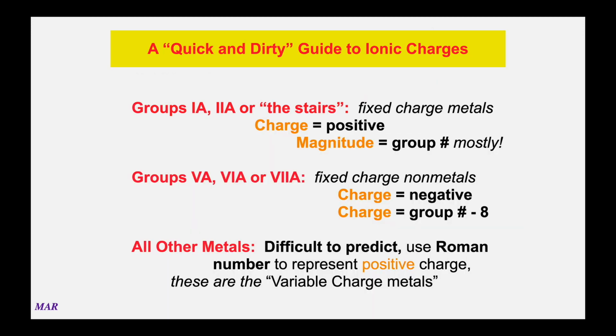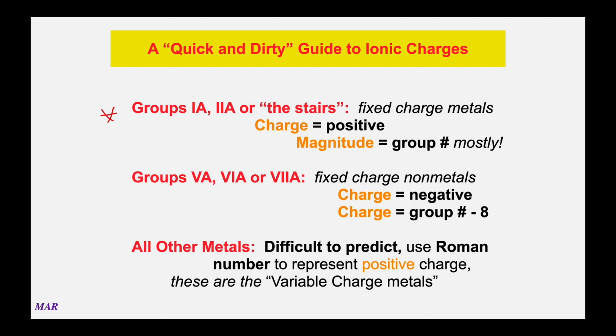Kind of an overview of what's going on. There are the fixed charge metals, 1A, 2A, and the stairs. Everything in group 1A is +1, everything in group 2A is +2, and the stairs are +1, +2, or +3. And they're all positively charged. There are no negatives. And the magnitude most of the time equals the group number. That's not necessarily the case for silver, zinc, and cadmium, but for the other ones it works pretty well.